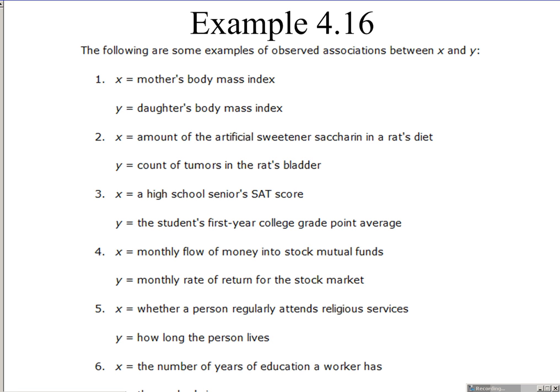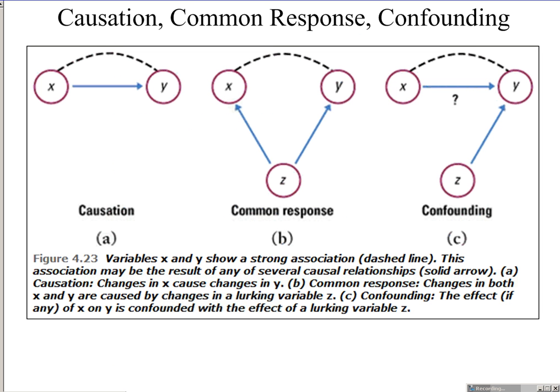So those are 6 different situations in which there is an association between the 2 variables as presented. However, is that association a causation relationship, a common response relationship, or a confounding relationship? And this slide gives a very good detailed description of what each of these 3 things are.